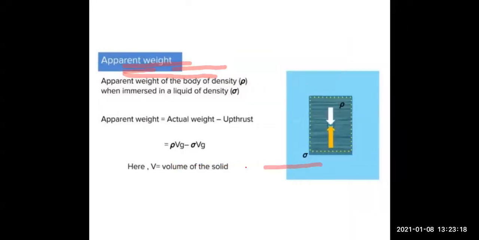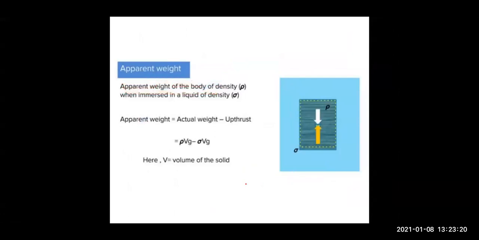How much upthrust? It is equal to the weight of the liquid displaced by it. And the upthrust acts along the center of gravity of the displaced fluid. So this is your Archimedes' principle proof. Now children, we saw that when we immerse an object in a liquid, its weight decreases.